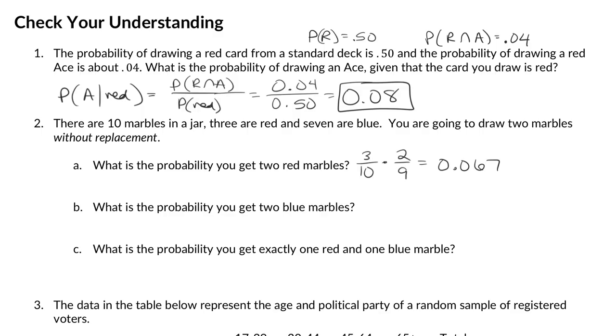When I did the second one with the blue marbles, same concept. The first time I reach my hand in this bag to pull out a marble, there's a 7 out of 10 chance of me getting a blue. And then because this event affects the other one, we have to change the denominator. And now it's a 6 over 9. You do this math, it's 0.467.